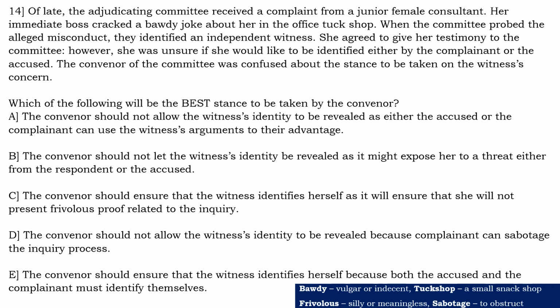This is again illogical. So the only logical course of action for the convener is to keep the identity of the witness secret, because if the identity is revealed, then either the complainant or the accused could try to threaten her so that their side could have some advantage. So this is why option B will be your answer. There are no other correct answers here.